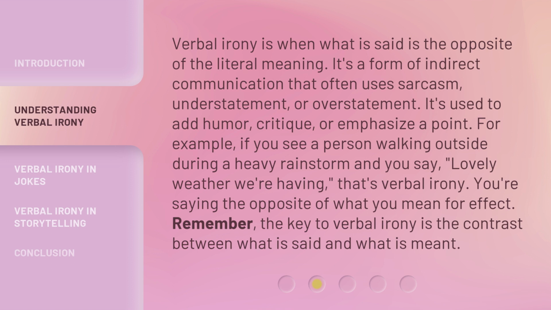For example, if you see a person walking outside during a heavy rainstorm and you say, "Lovely weather we're having," that's verbal irony. You're saying the opposite of what you mean for effect. Remember, the key to verbal irony is the contrast between what is said and what is meant.